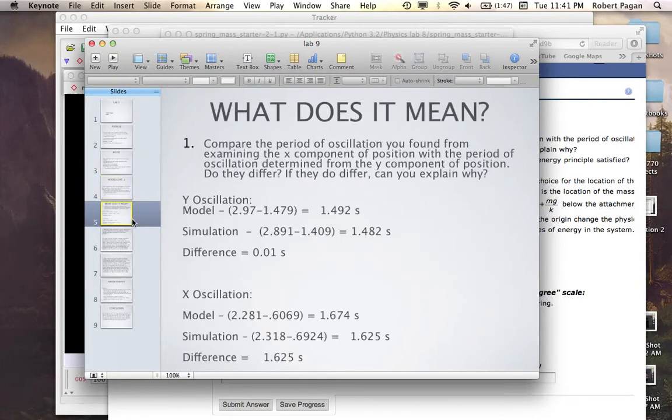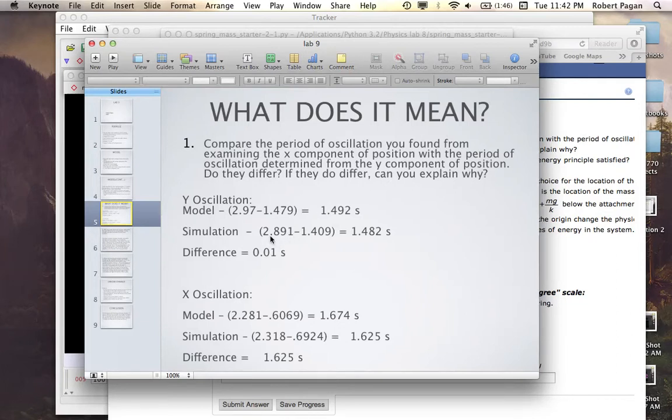So let's go into what does it mean. We compare the period of oscillation found from examining x component position, period of oscillation determined from the y component. Do they differ? If they differ, can you explain why? For y oscillation, we did the model: 2.97 minus 1.479, got 1.492 seconds.